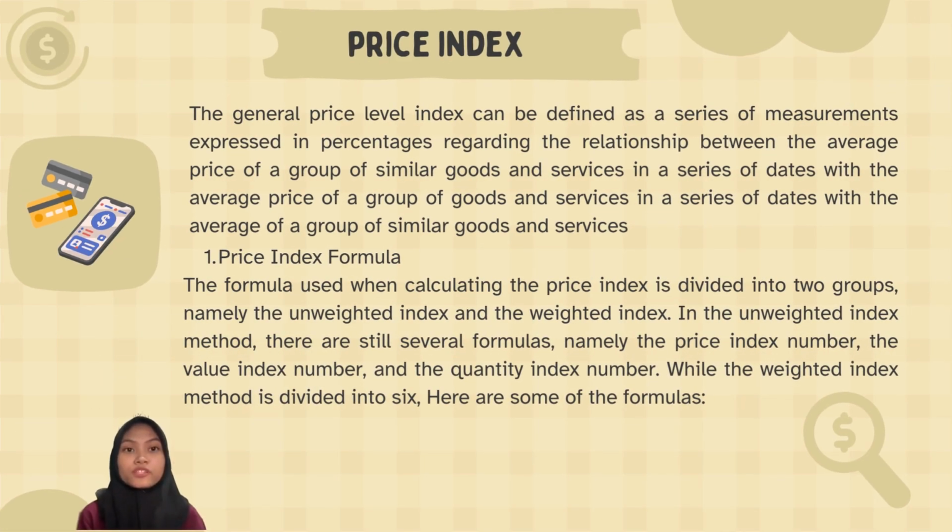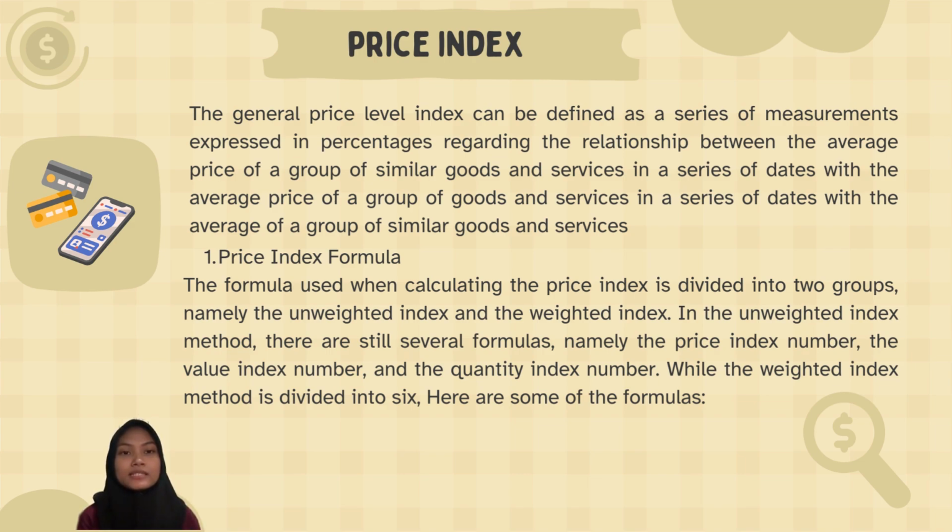Okay, so now I will explain the material about the price level index. A price level index compares general or specific changes that occur in prices from one period to another. A general price level index can be defined as a series of measurements expressed in percentage terms regarding the relationship between the average price of a group of goods and services in a series of dates with the average price of a group of similar goods and services in a single base date.